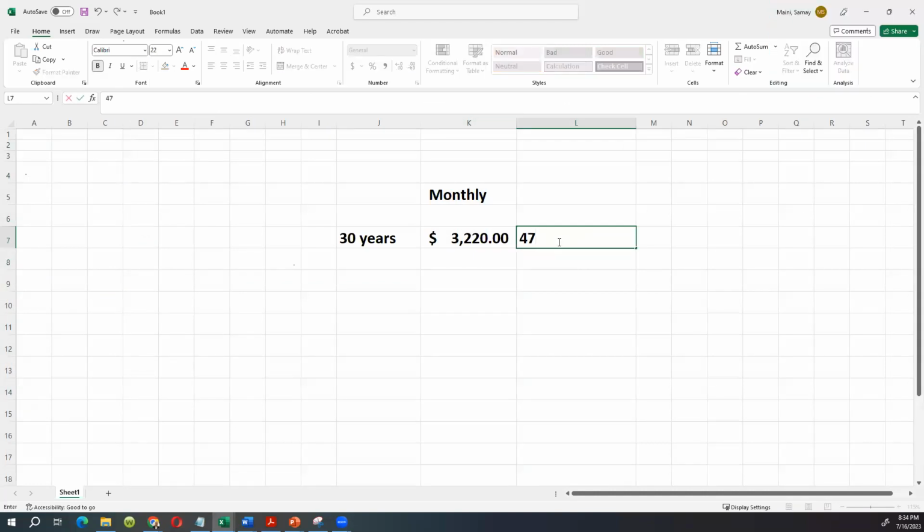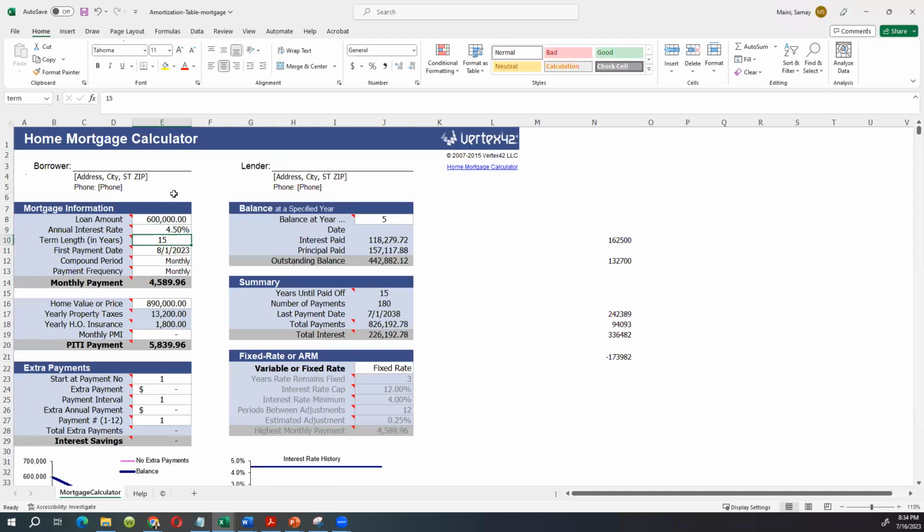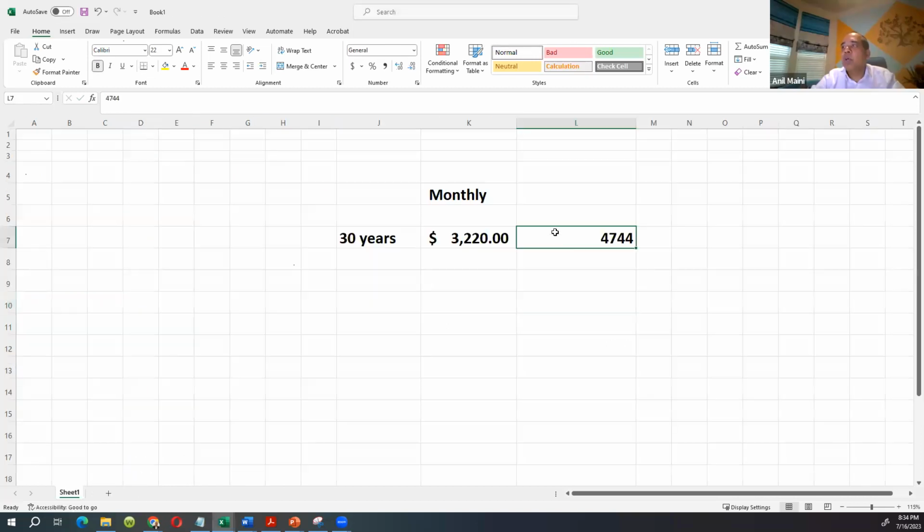Anil bhai, you have to change the interest rate, right? For 15 years, it could be less than 5%. Okay, so let's change it to 4.5. Usually the difference is a little bit. Right. Okay, 4589. So 4589.